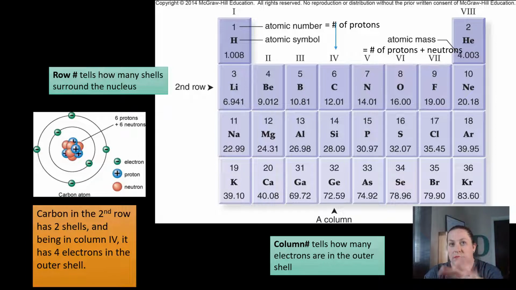So let's look at carbon, specifically carbon. Carbon is in the second row. This means it has 2 shells around the nucleus. It is also in column 4, which tells you that it has 4 electrons in its outer shell.